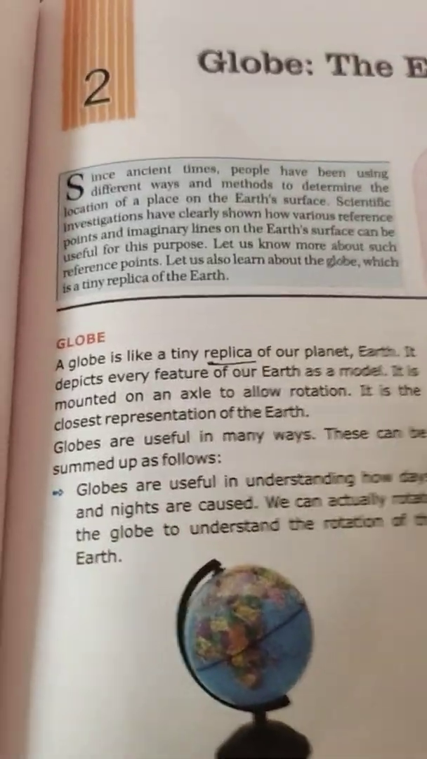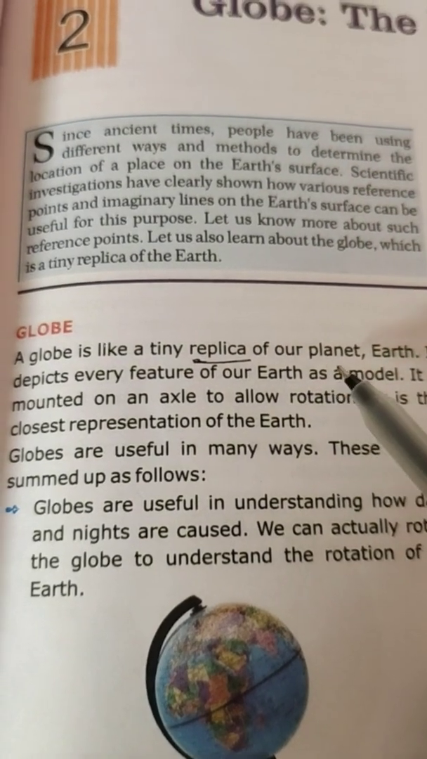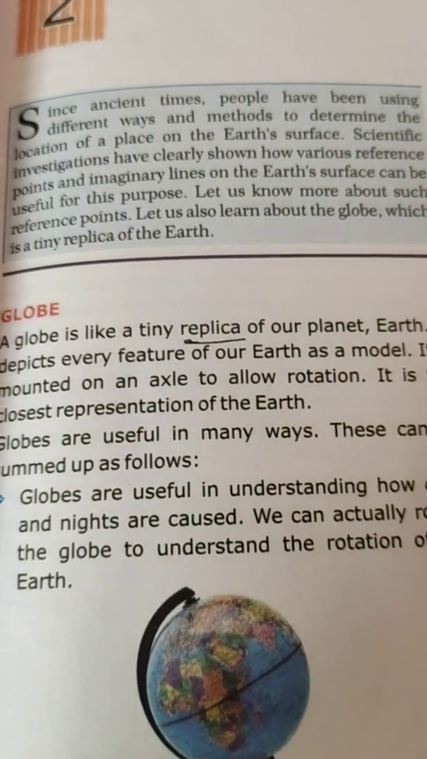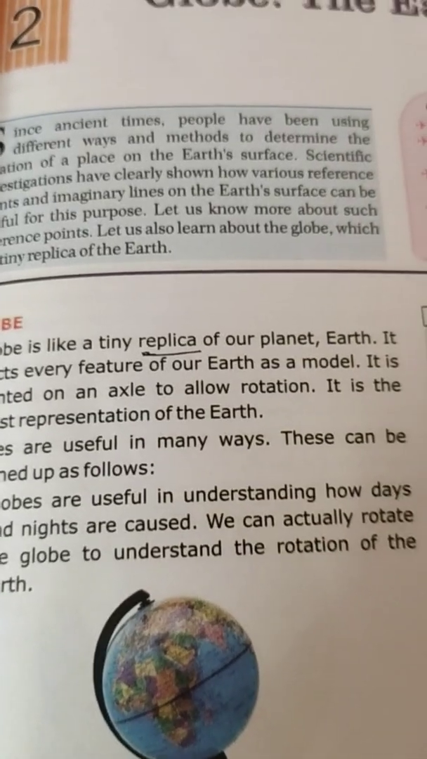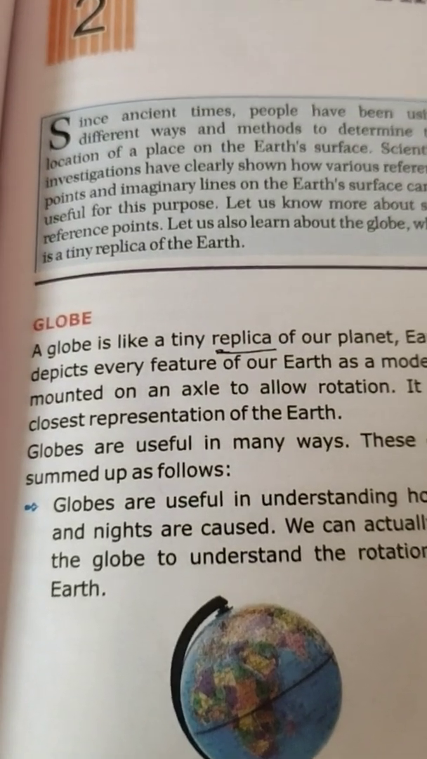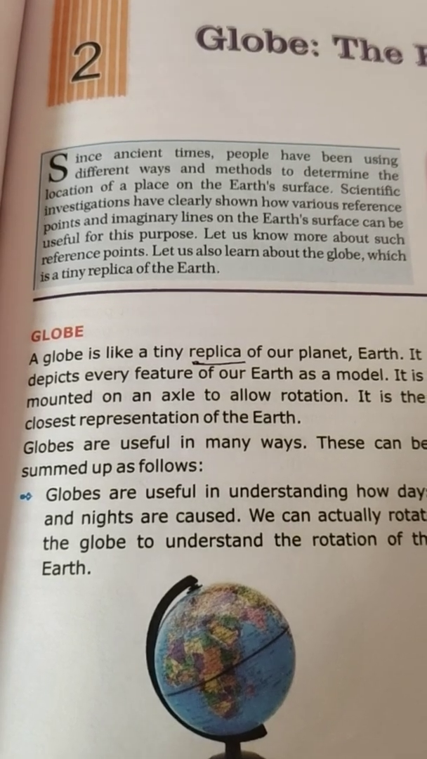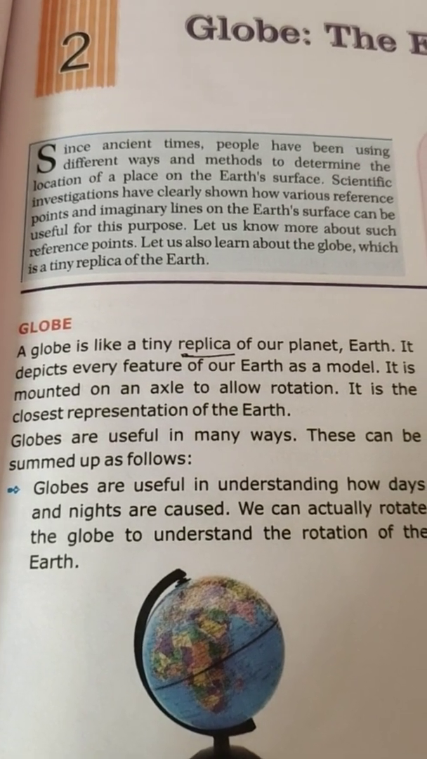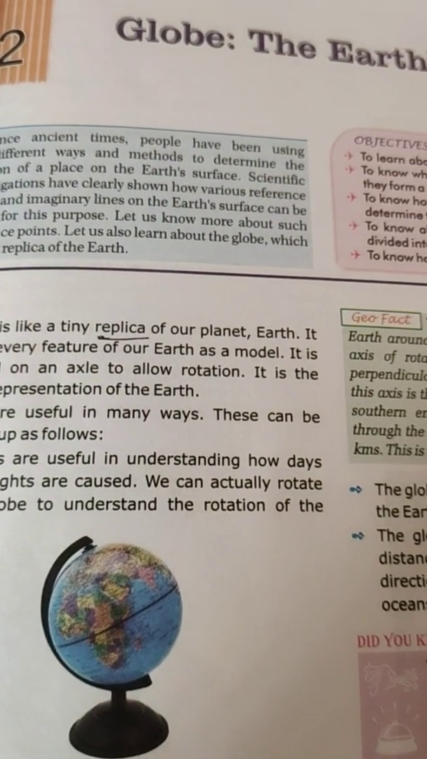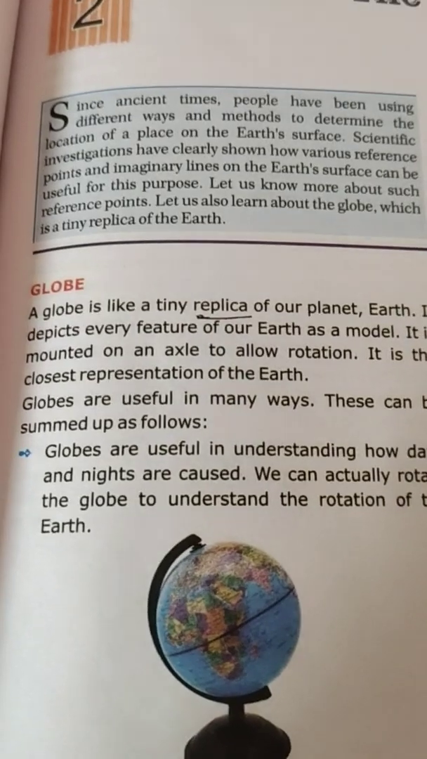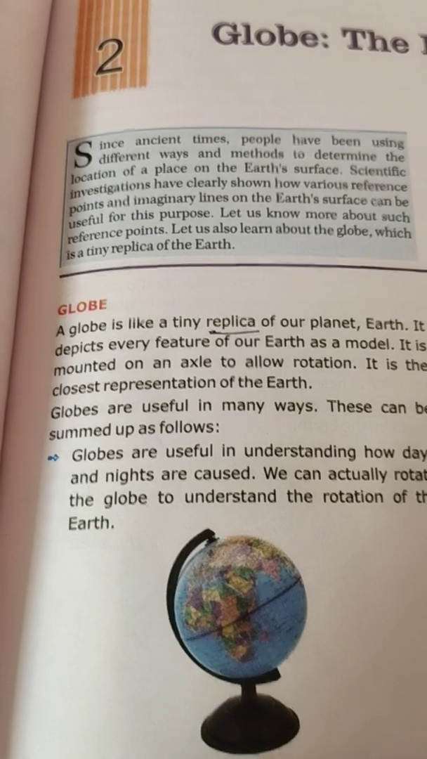Now, we will see what is a globe. A globe is like a tiny replica of our planet. Children, here replica, what is the meaning of replica? Replica means an exact copy of something. It depicts every feature of our earth as a model. It is mounted on an axle to allow rotation. Axle means a bar that connects a pair of wheels on a vehicle. It is the closest representation of the earth.